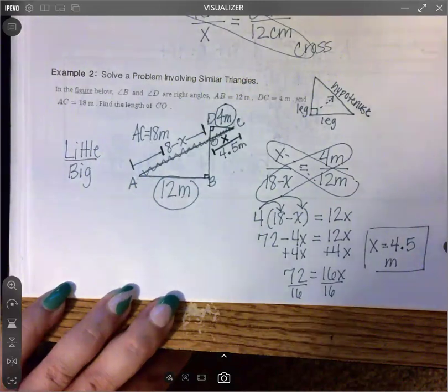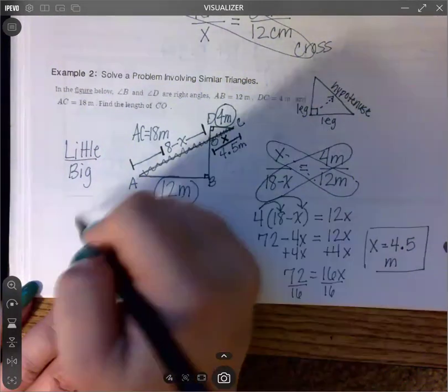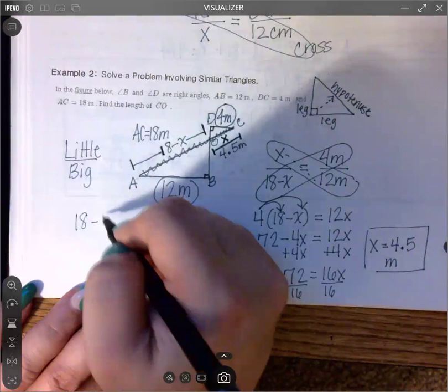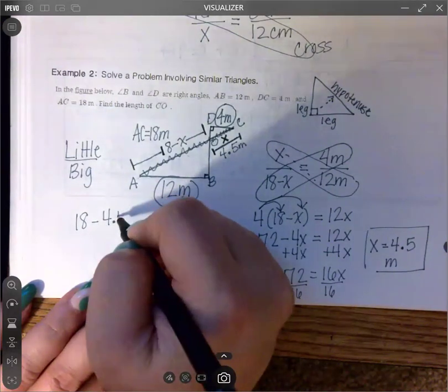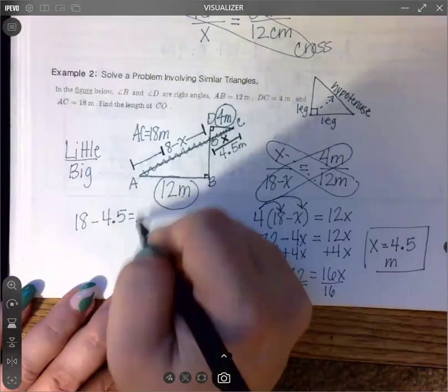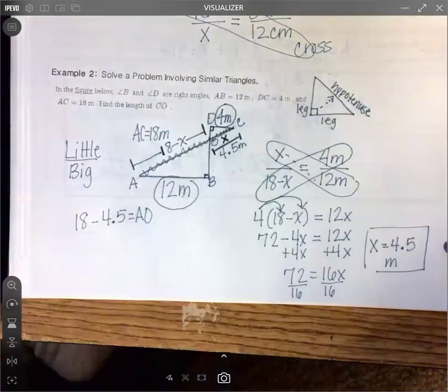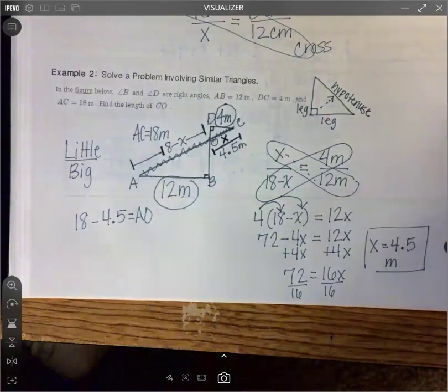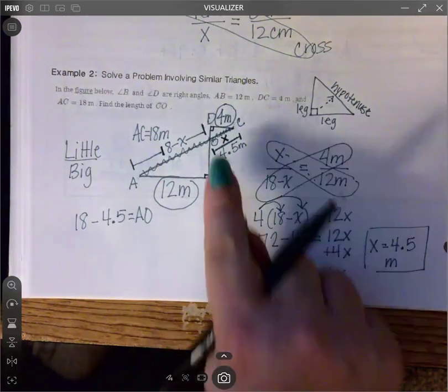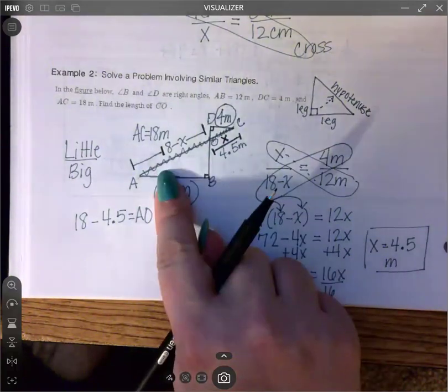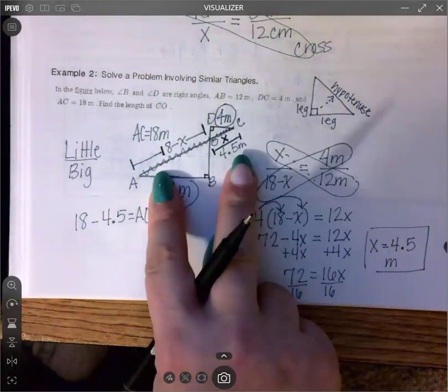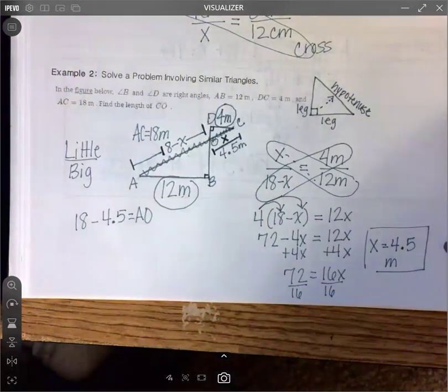If we wanted to find AO, we would then take 18 minus 4.5. They didn't ask us to do that in this problem, but we could just as easily. Again, keep in mind that both OC and AO have to add up to 18, which is why we set it up this way.